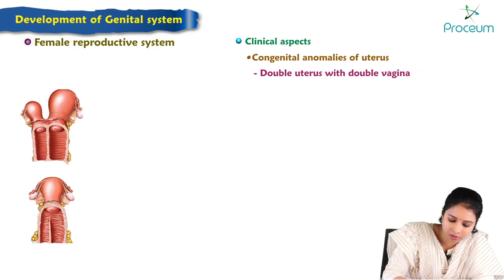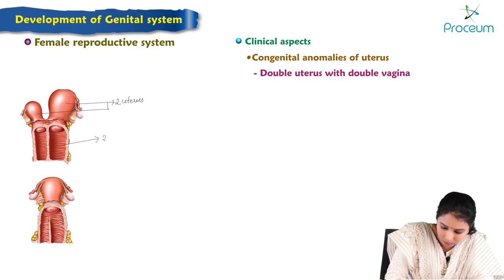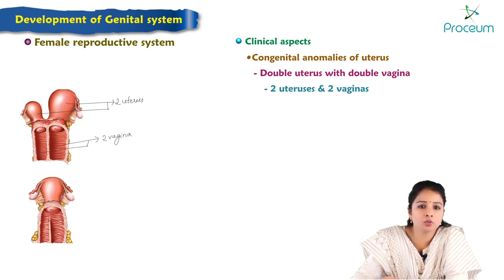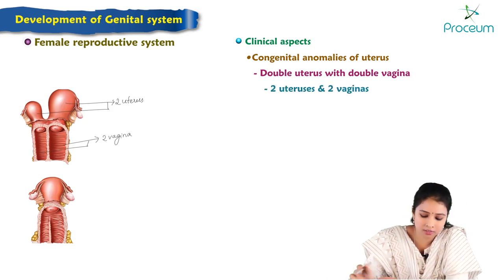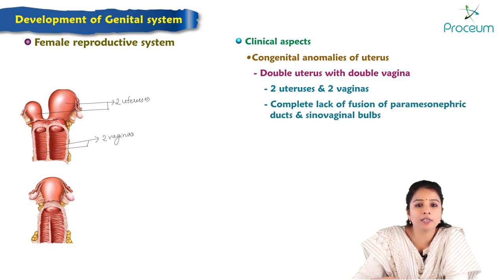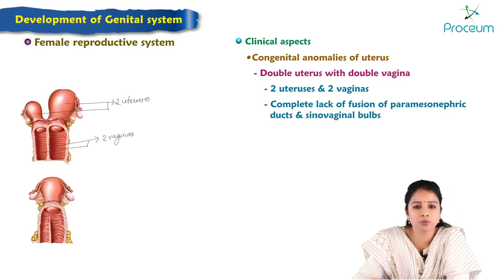Double uterus with double vagina. So here in this image you can see the two uteruses. In this condition there are two uteruses and two vaginas, and it occurs due to the complete lack of fusion of the paramesonephric ducts and sinovaginal bulbs. So that is the reason for the formation of two uteruses and two vaginas.